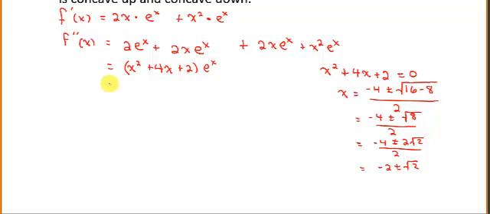Now notice what that gives us. Let me remind us how this works. These are values that make this thing 0, so I should have a factor that's x minus one of these values: x minus negative 2 minus the square root of 2, and another one, x minus negative 2 plus the square root of 2, times e to the x. Now, negative 2 minus the square root of 2, which is about 1.4, is about negative 3.6, and negative 2 plus the square root of 2 is about negative 0.4.